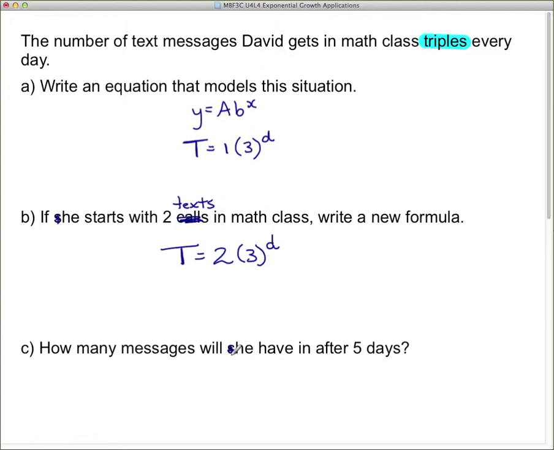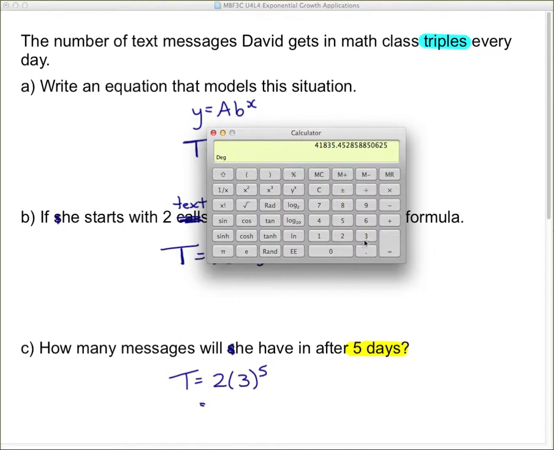Now, how many messages will he have after 5 days? So what am I given here? Let's get my highlighter. I'm given 5 days, so that has to go into the D up there. So we have the number of text messages T equals 2 times 3 to the exponent 5. Well, let's punch that into my handy dandy calculator. I'm going to go 3 to the exponent 5, and I'm going to hit equals.